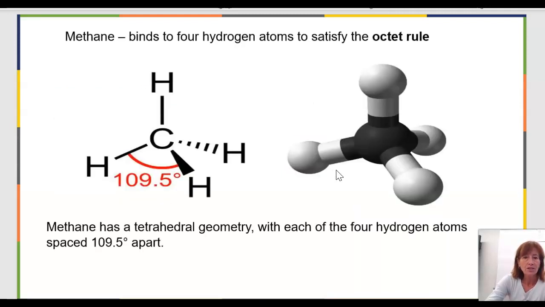Here's methane, just to give you, again, a preview. Simplest hydrocarbon, single carbon. It has this particular tetrahedral geometry, and it has an ANE ending, only single bonds.